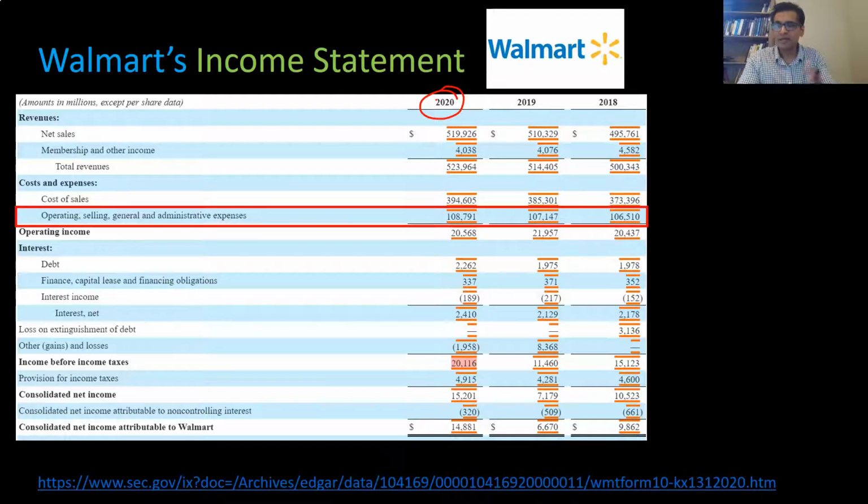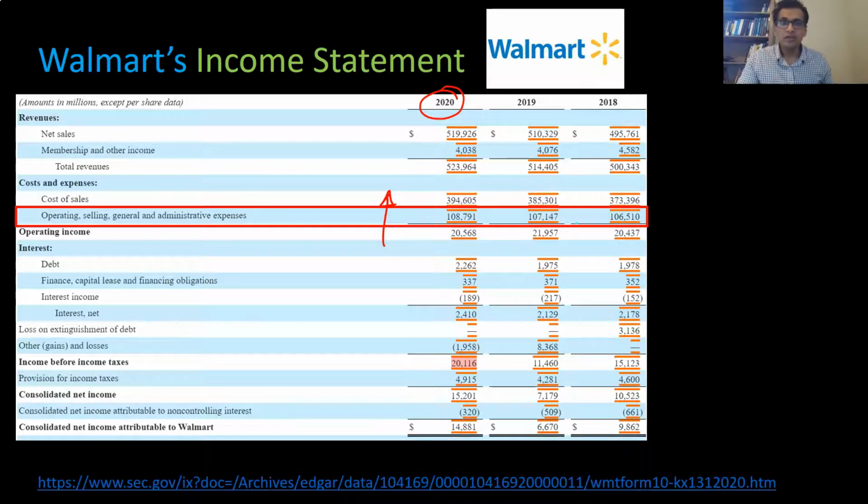Students will look at something like, let's take selling, general and administrative expense, and they'll say, hey, you know what? In 2018, Walmart had 106 million of these expenses. That increased to 107 million and then 108. Hey, it looks like expenses are increasing. Which, well, is true, right? So we do see that there's an upward trend in these expenses, but drawing conclusions based on this comparison of dollar figures, or what I refer to as absolute figures, is misleading.